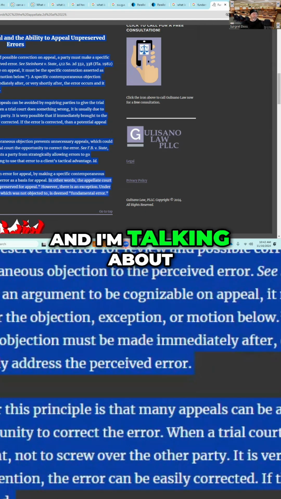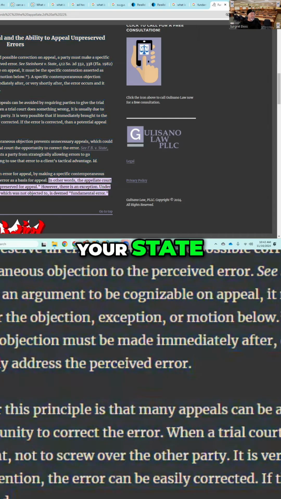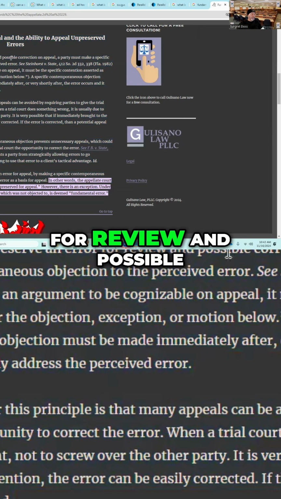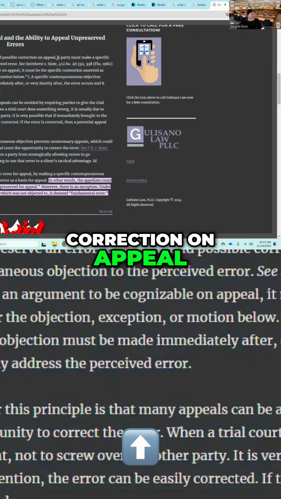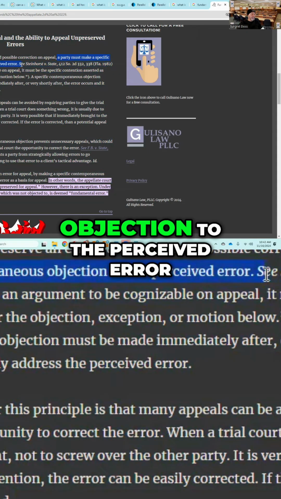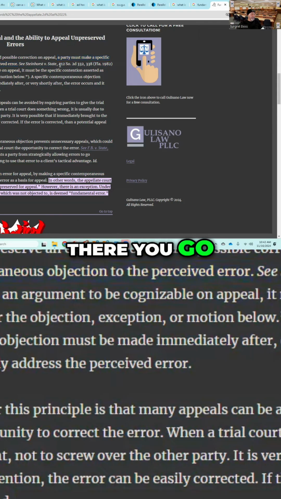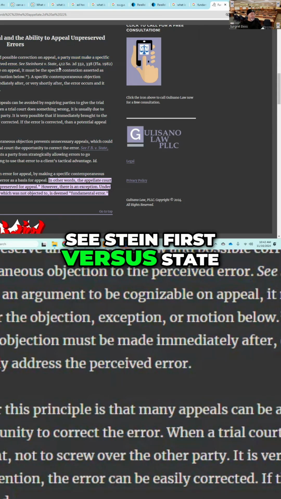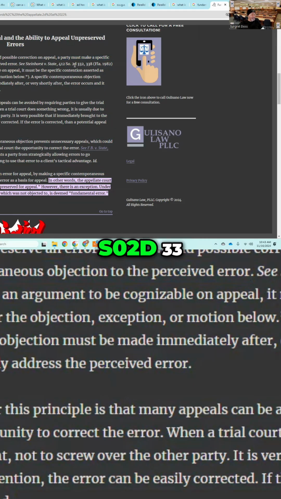But here you go, and I'm talking about Florida, so you want to put in your state. To preserve an error for review and possible correction on appeal, a party must make a specific and contemporaneous objection to the perceived error. There you go. This is a pin site. When y'all hear me saying, you know, see Stein v. State, I say 412 So. 2d 332, 338. Watch this, people.